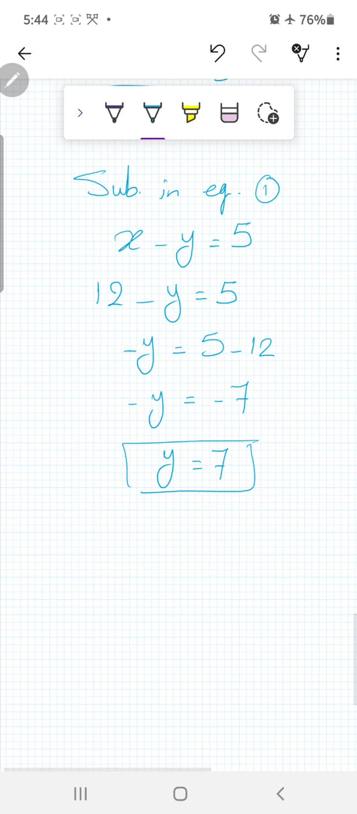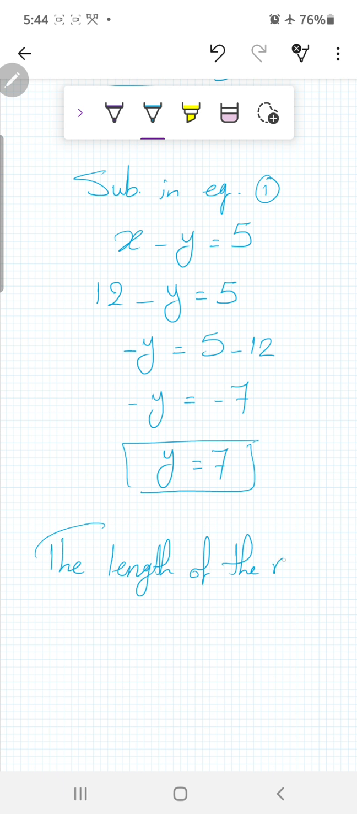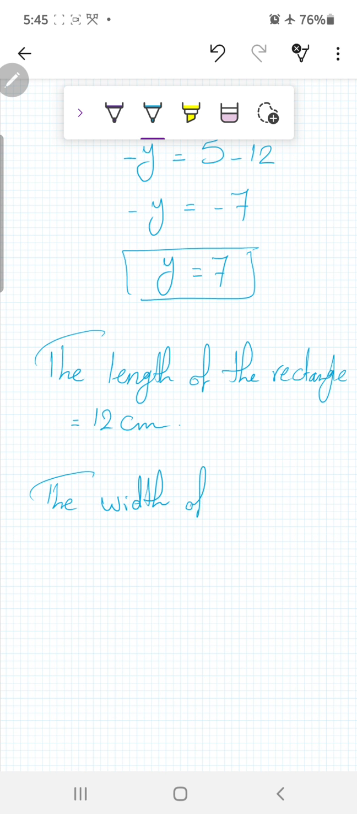So here we have the length of the rectangle equals 12 centimeters, and the width of the rectangle is 7 centimeters. Thank you.